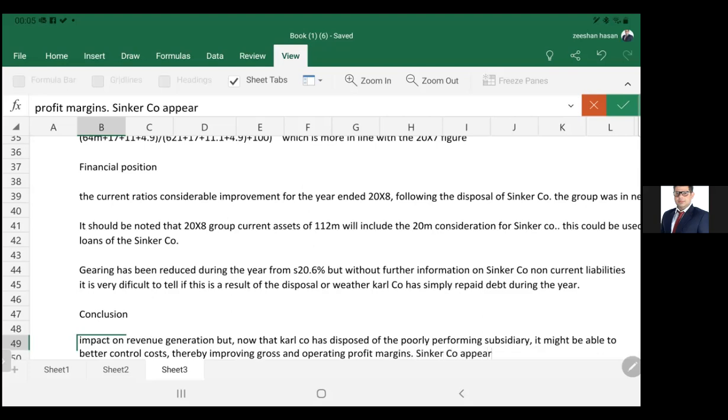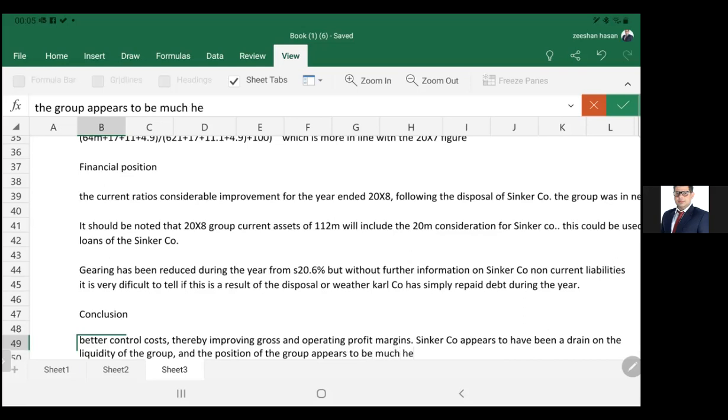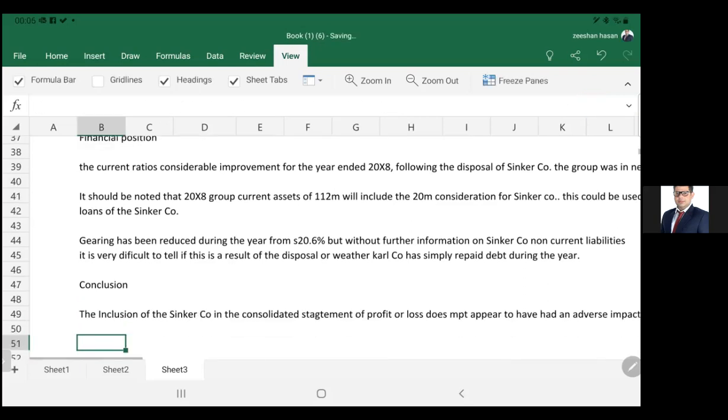Sinker Company appears to have been a drain on the liquidity of the group, and the position of the group appears to be much healthier following the disposal of Sinker Company. So that's the conclusion for this part, and we are done with the second part. Now we'll do the next part.